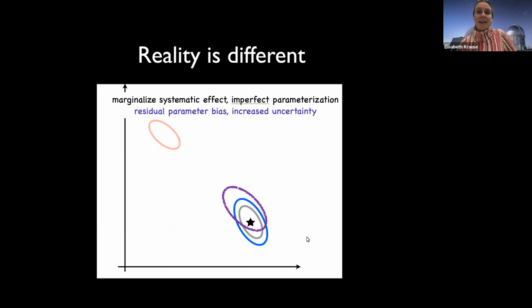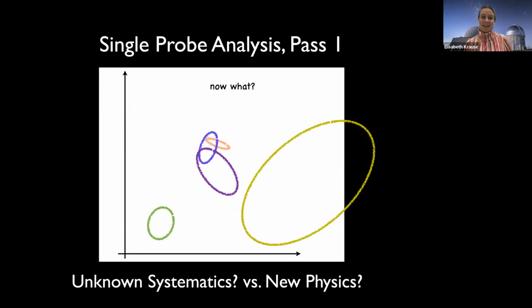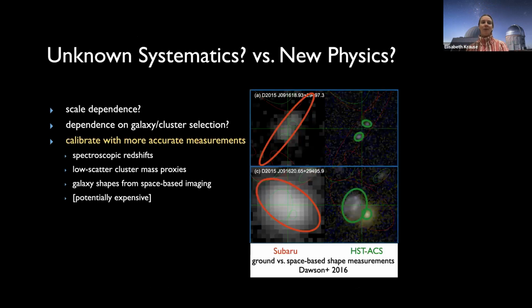Of course, in the end, reality will be different than these idealized forecasts. And we will have imperfect prioritizations and end up with residual parameter biases at the cost of increased uncertainty. And likely we will be in a situation like this, where we do our first pass analysis of the individual probes of one of these future surveys, and then end up in a situation like this, where we have to ask, okay, have we detected new physics or unknown systematics? And that's really where external synergies will come in.